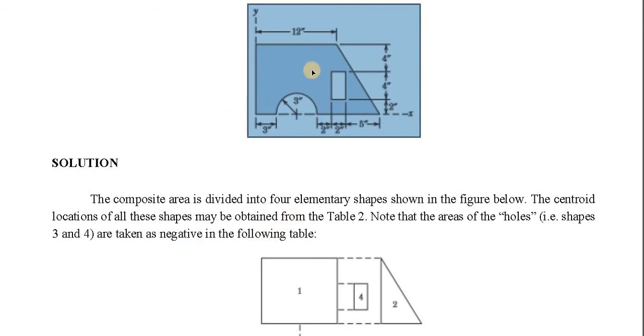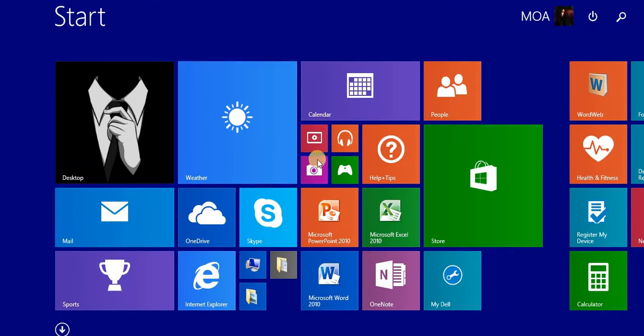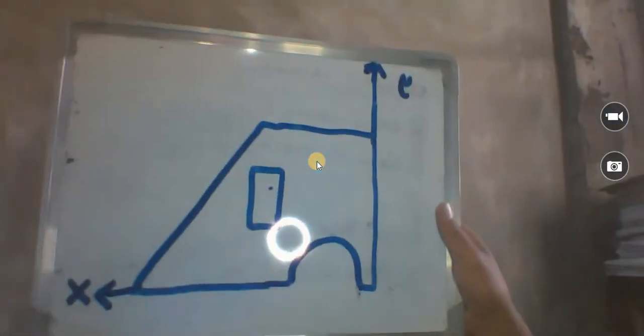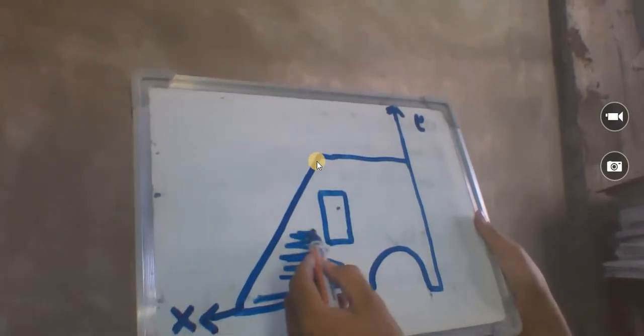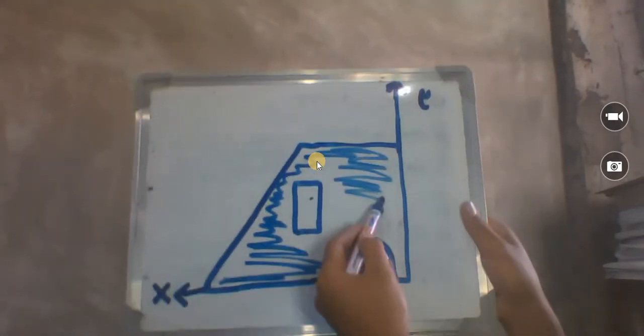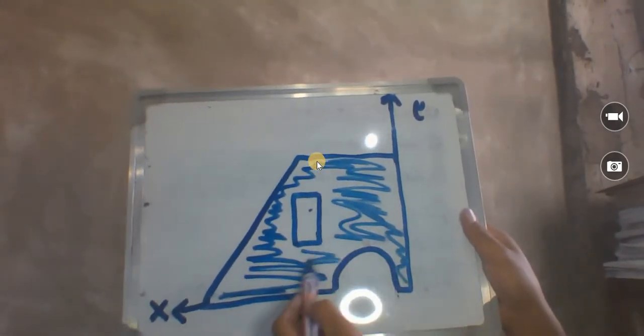Class, when a composite area or composite shape is given and it has a hole, the shape of the hole should be made negative, or subtracted from the shaded area. Okay? Let's have an example. Let's say that example. As you have seen, class, this is the shaded area, right? This one. This is the shaded area.